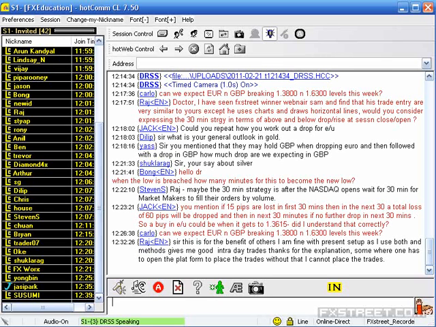Alright, so this for the benefit of others. I am fine with the present setup and I use both the methods. Gives me good intraday trade. Thanks for the explanation. Somewhere one has to open the platform at that other place to trade. Without it, I cannot place the trade.